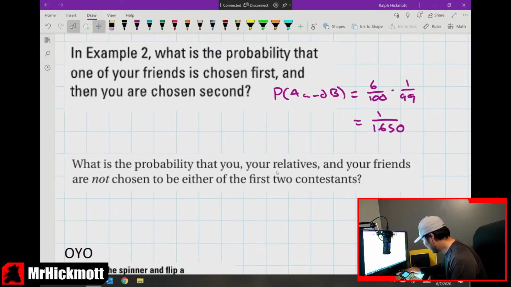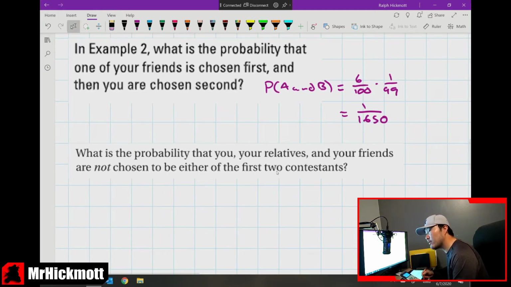All right, so one more to drive this home. This is one of those classic "not" statement ones that has been pretty popular the last few days or last few lessons. What is the probability that you, your relatives, and your friends are not chosen to be either of the first two contestants?